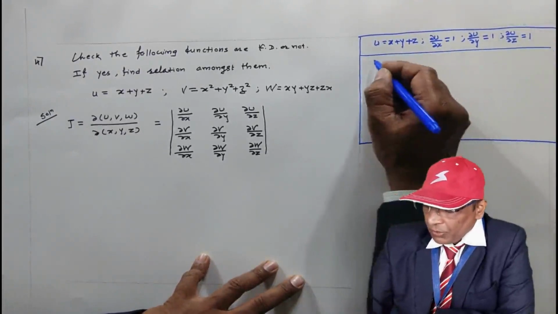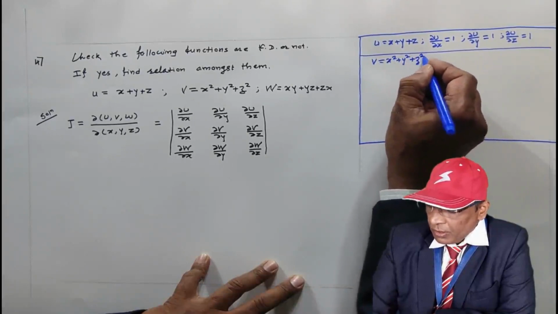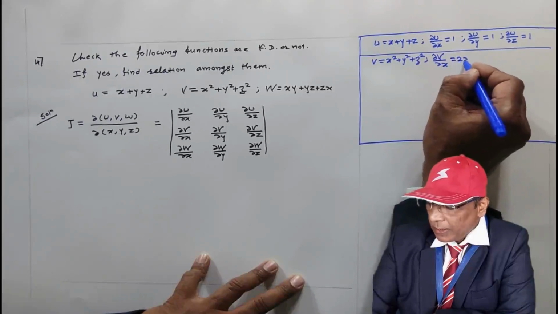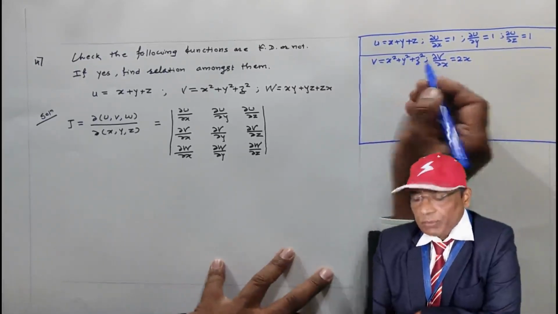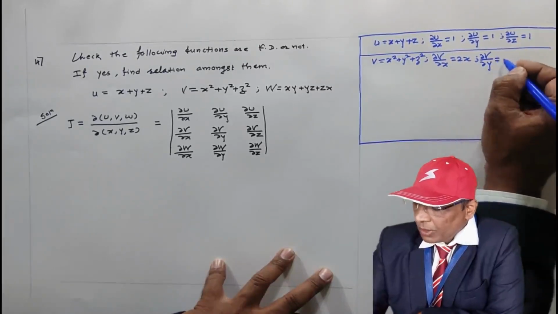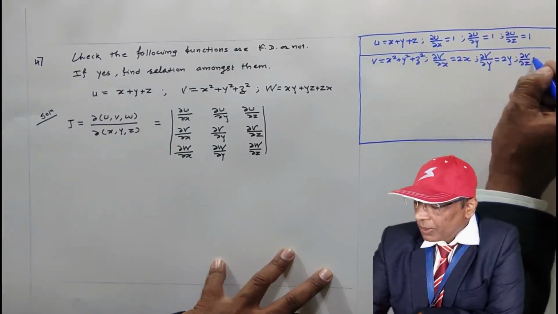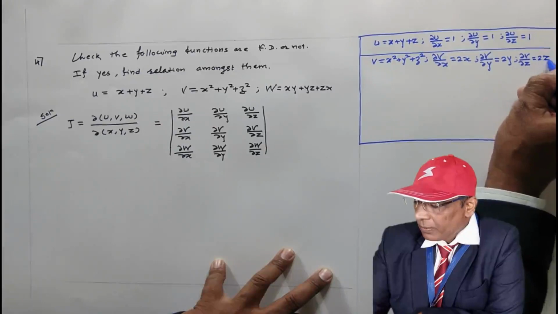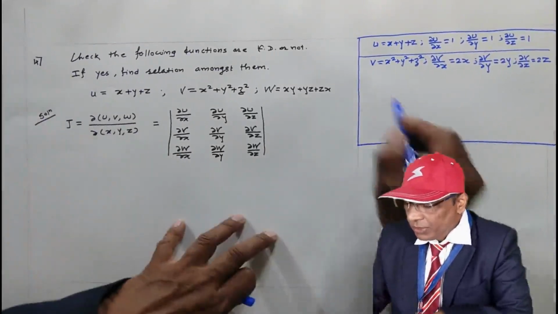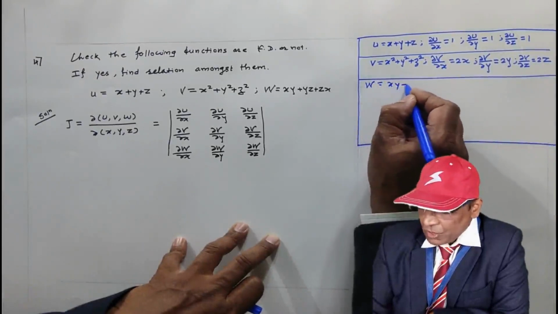Now for v, what is it? x square plus y square plus z square. Derivative of v with respect to x is 2x. Derivative of the other 2 terms will be 0. Derivative of v with respect to y is 2y. Derivative of v with respect to z is 2z. Now derivative of w with respect to x, w is xy plus yz plus zx.